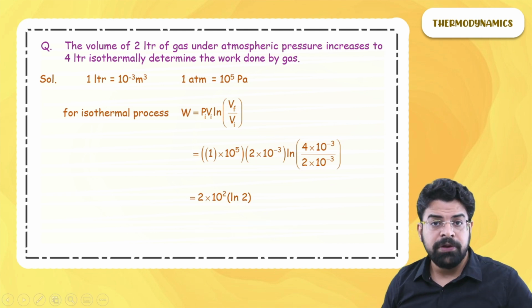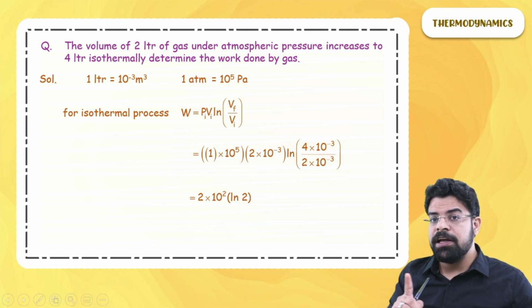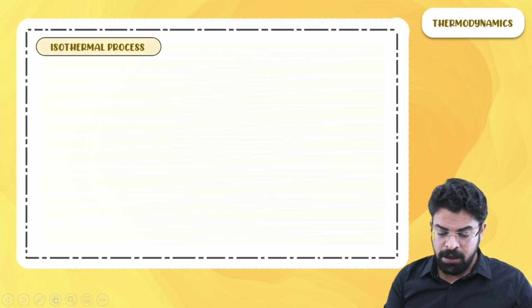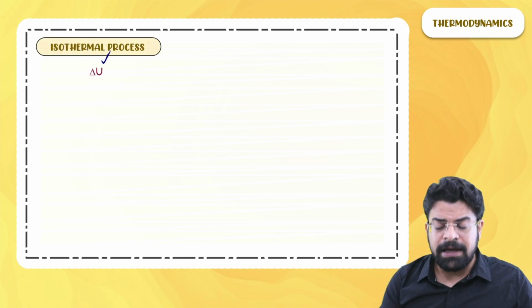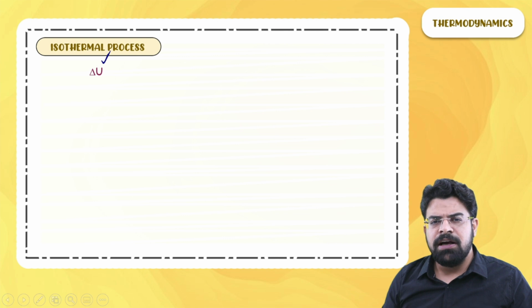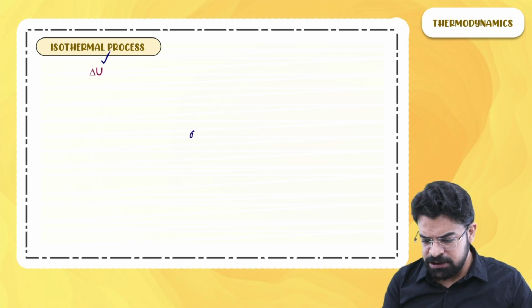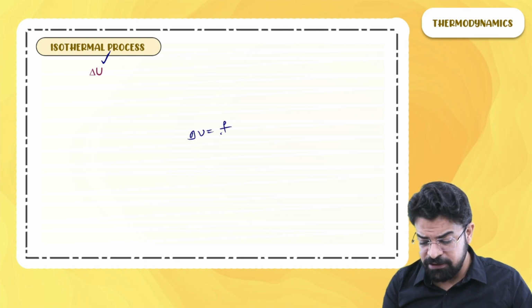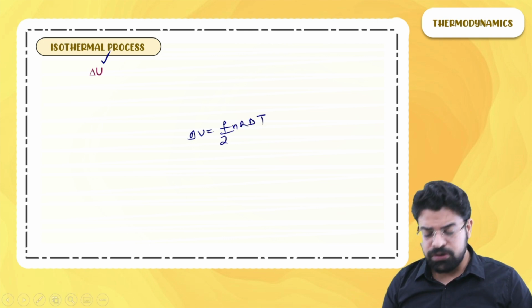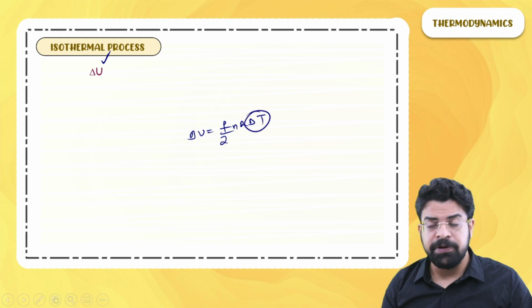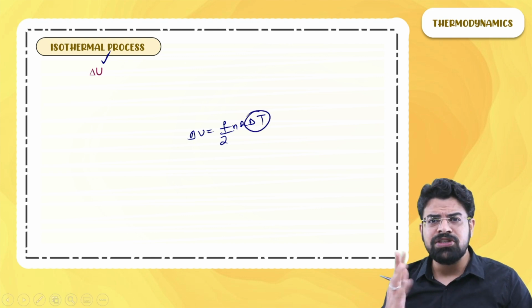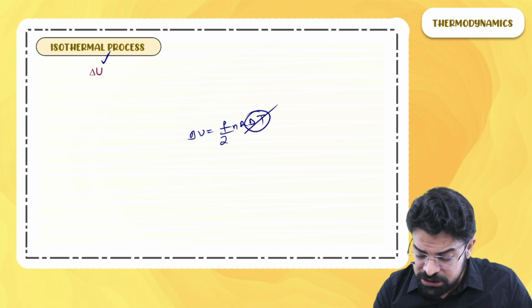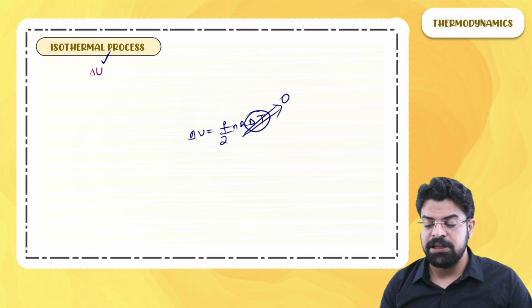Otherwise, move on. So now let's keep on learning about the isothermal process. How do you write the change in internal energy for an isothermal process? Sir, the change in internal energy for any process is given by f by 2 nR delta T. Yes. The question is, what is the change in temperature in an isothermal process? Sir, there is no change in temperature. As there is no change in temperature, the change in internal energy in case of an isothermal process is 0.